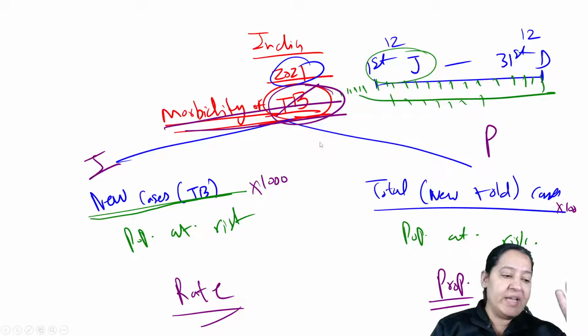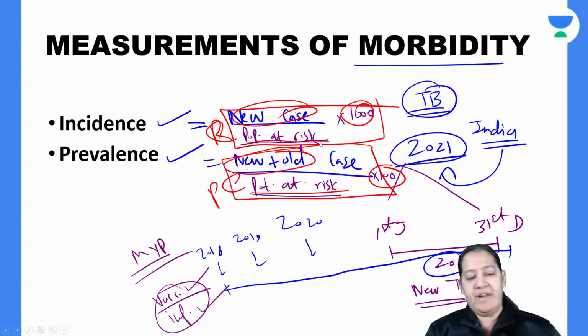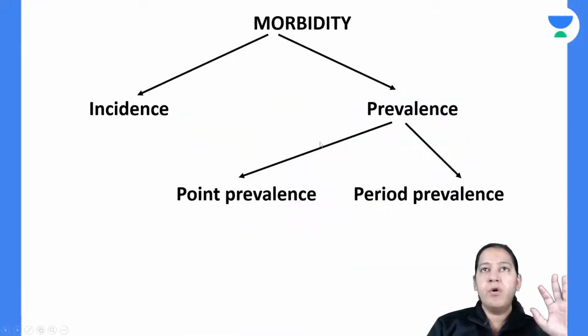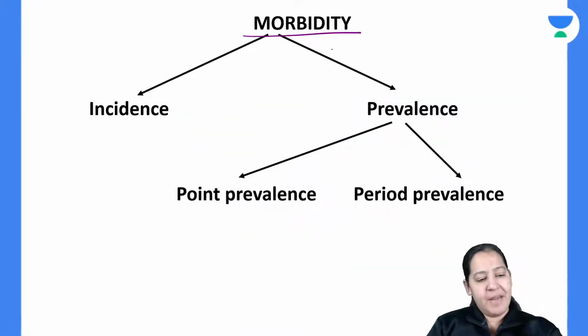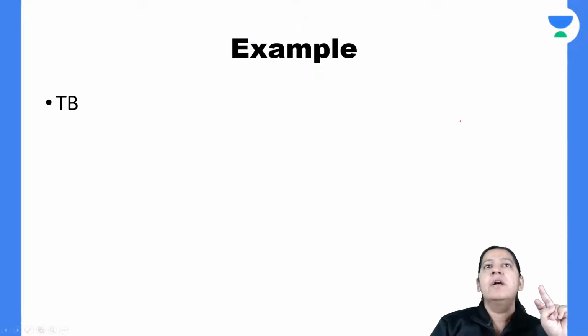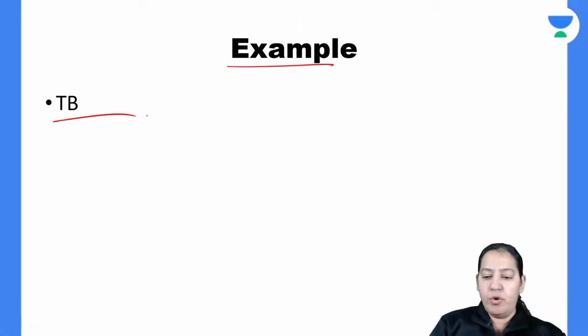So there are two indicators. Have you got it? Incidence and prevalence. If you have any doubt, please ask. Otherwise, I will show you the theory portion and then we will solve some numericals based on it. Please ask specifically about incidence and prevalence. So morbidity is of two types. We can measure morbidity by two indicators, incidence and prevalence. Have you got it?